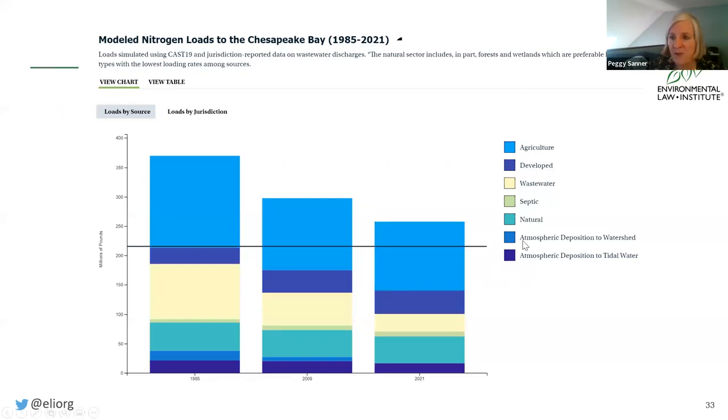This is one of many charts, graphs that you can see that point out both its successes and its big challenges. The large light blue block in each column is agriculture. In other words, the chunk of the pollution load to the bay that comes from agriculture, and the yellow is the chunk of pollution to the bay coming from all the wastewater facilities. And if you look at the middle bar, that's 2009, when our program basically started. And on the right-hand column is 2021.